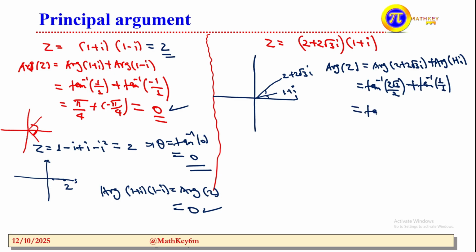Tan inverse of 2 root 3 over 2 means what? That is root 3, plus tan inverse of 1. Tan inverse of root 3 is 60 degrees, or pi over 3, plus tan inverse of 1, that is pi over 4. Take their sum, which is equal to 7 pi over 12.